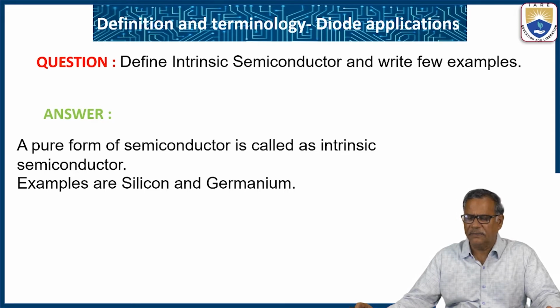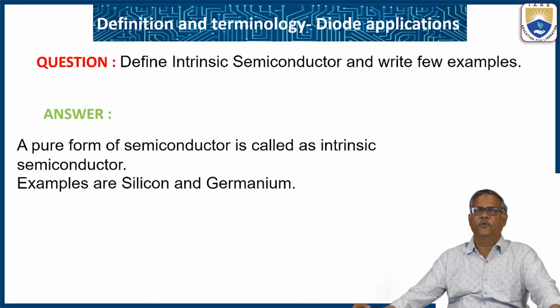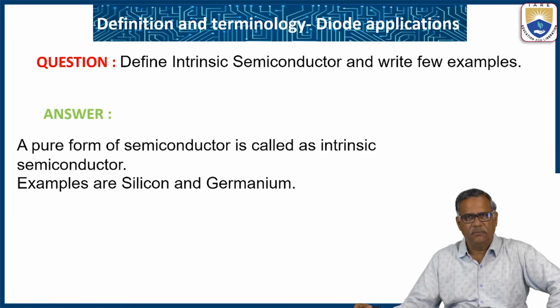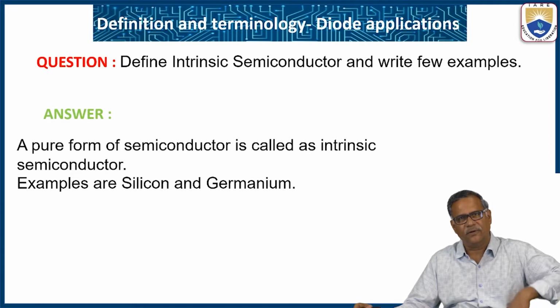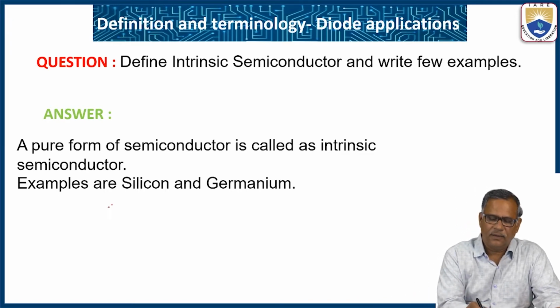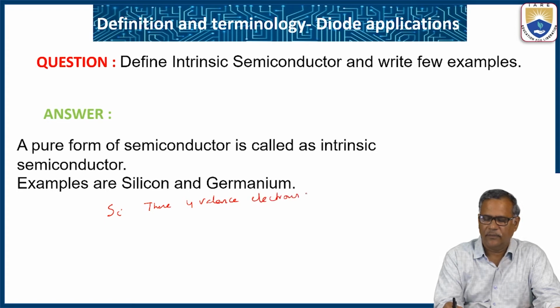And define intrinsic semiconductor and write few examples. What is intrinsic semiconductor? It is a pure form of semiconductor, and we call it intrinsic semiconductor. It typically has 4 valence electrons in the outermost orbit. So for silicon, there are 4 valence electrons in the third orbit.